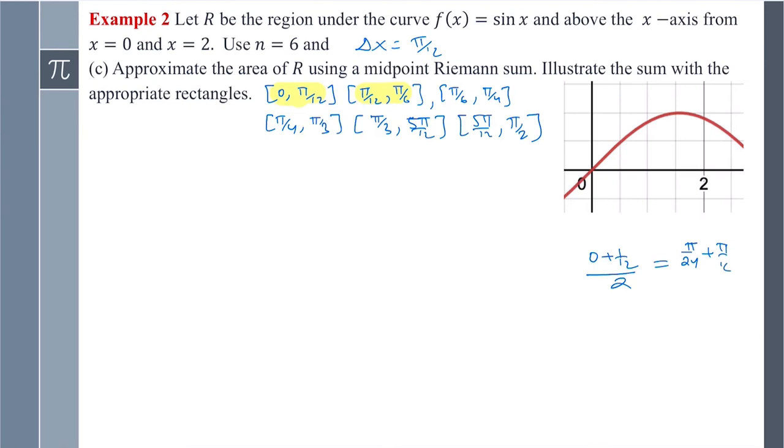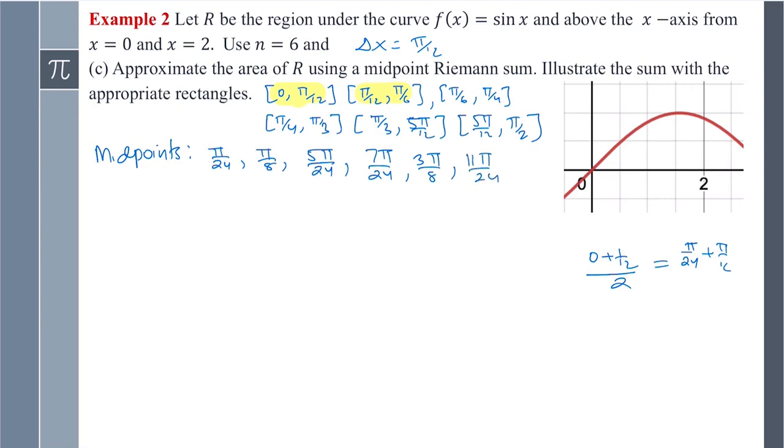So I'm going to list the midpoints here. The first one is pi over 24, we found that. Now if we add pi over 12 to that one, we get pi over 8, then we get 5 pi over 24. So just keep adding pi over 12. Okay, so 7 pi over 24, and then 3 pi over 8, and then 11 pi over 24.